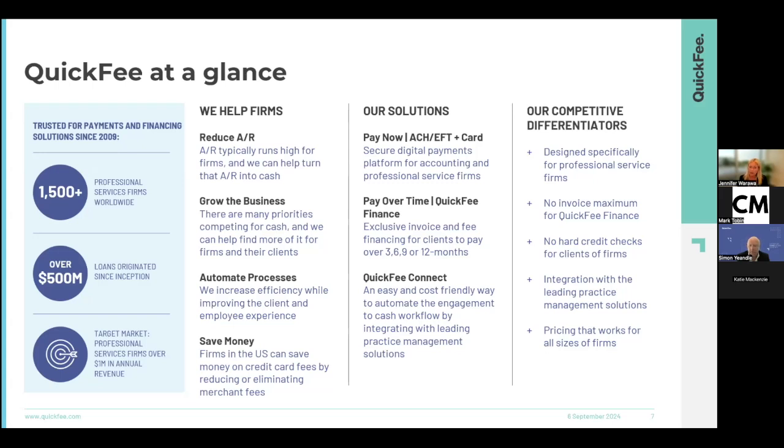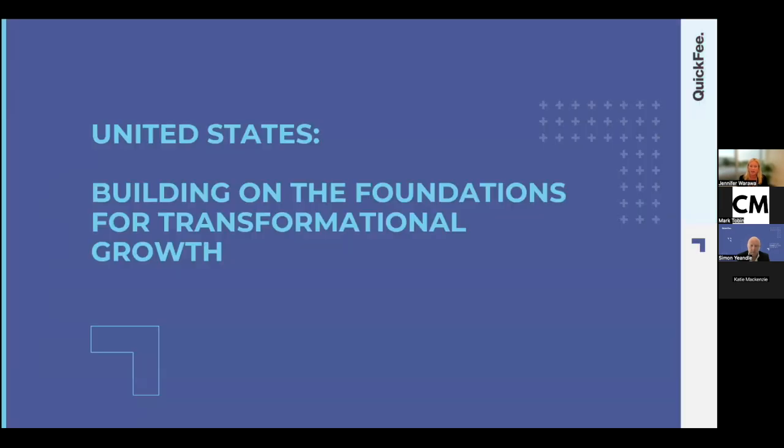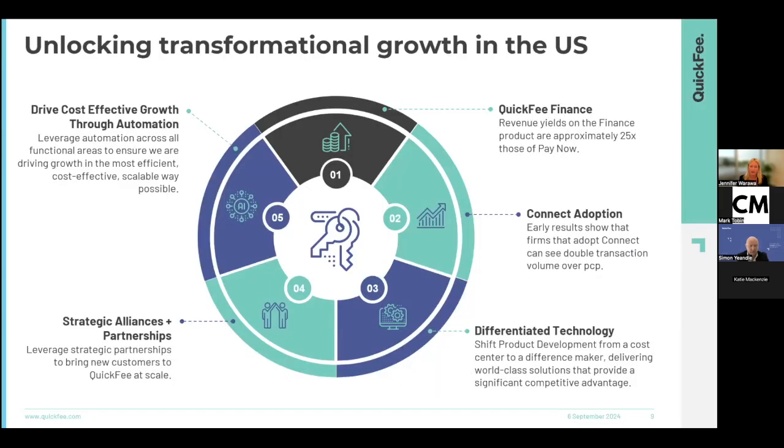Now I want to pivot and recap on our strategy and share our FY24 operational progress. We think of this flywheel as the 5 areas that we believe will unlock transformational growth in the US market. And in fact, we're already starting to see these growth areas deliver. Our number 1 lever on our flywheel is Quickfee Finance. Quickfee Finance has revenue yields that are approximately 25 times those of our Pay Now offerings, all while delivering a solution to the market that is unmatched by any other company in the US.